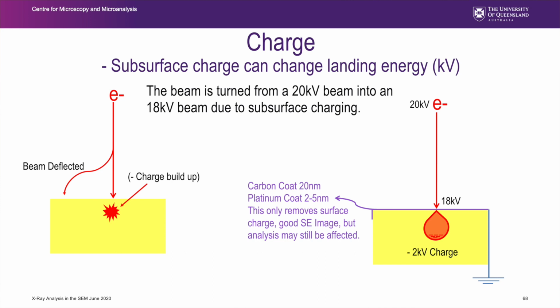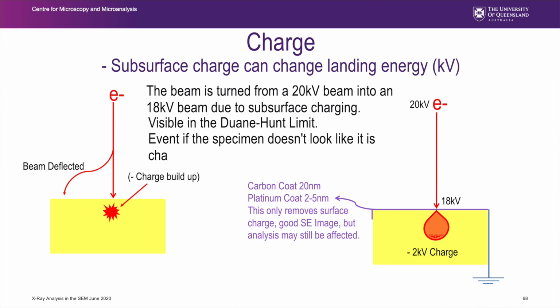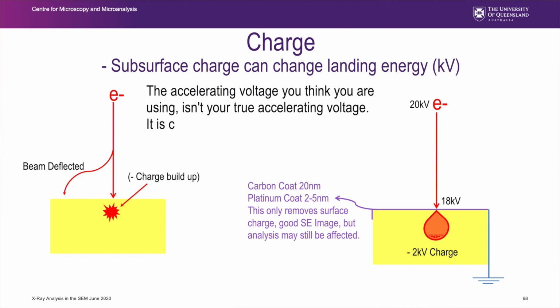That's subsurface charging. Where do you see that if that's happening? You see it in the Duane-Hunt limit. So even if the specimen doesn't look like it's charging, check the Duane-Hunt limit. That lets you know if you've got subsurface charging. The thing about subsurface charging is the accelerating voltage you think you're using isn't your true accelerating voltage. It's called your landing energy.